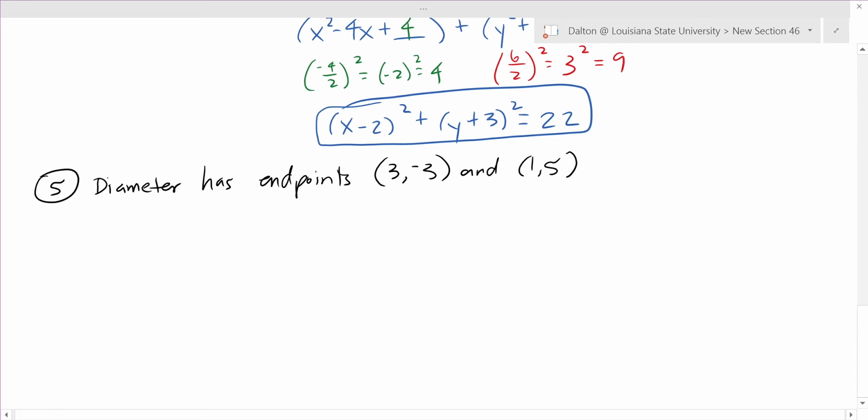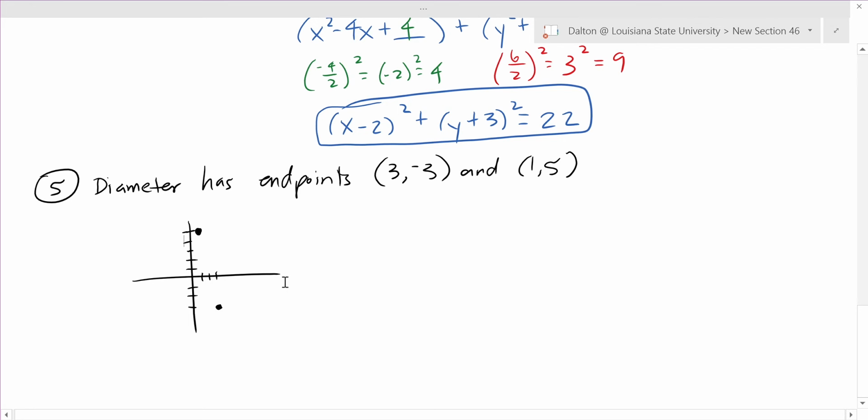So what I want you to do is just sketch what this would look like. It doesn't have to be perfect. But if it has endpoints of (3, -3) and (1, 5), that would be 1, 2, 3, negative 1, 2, 3, and then 1, 1, 2, 3, 4, 5, 5 like this.